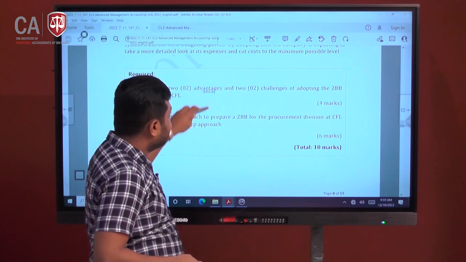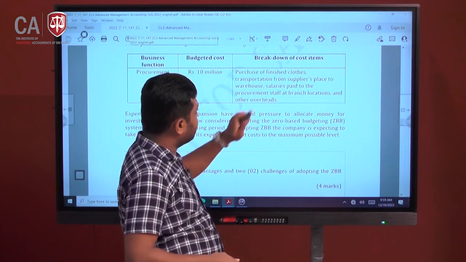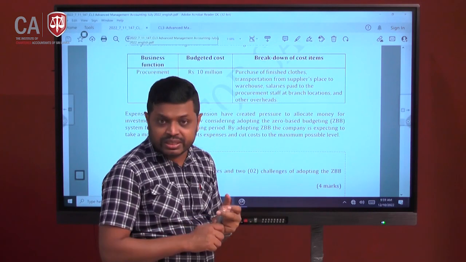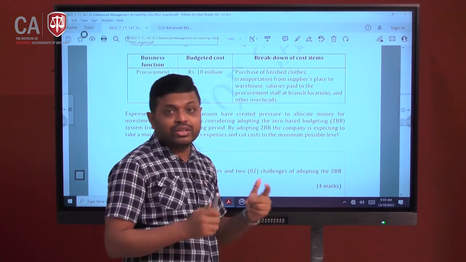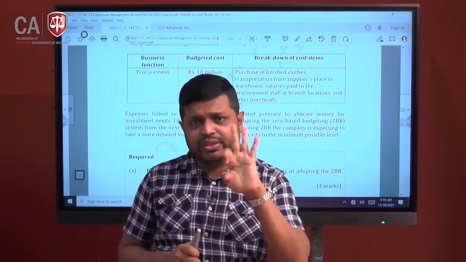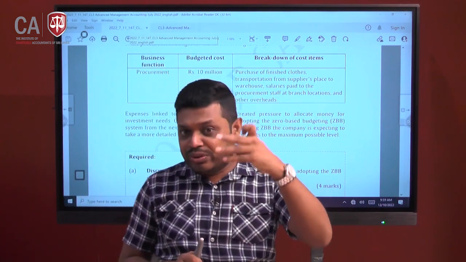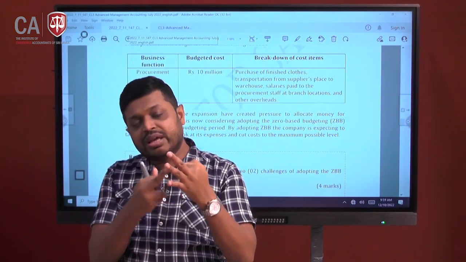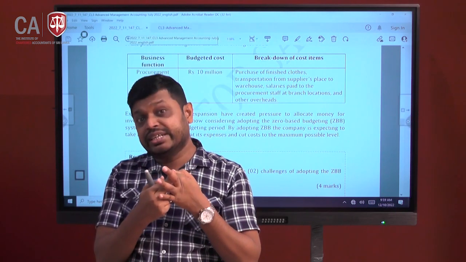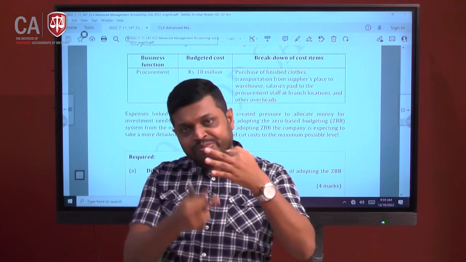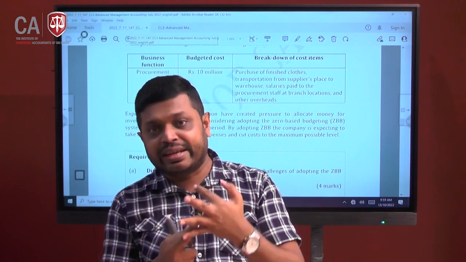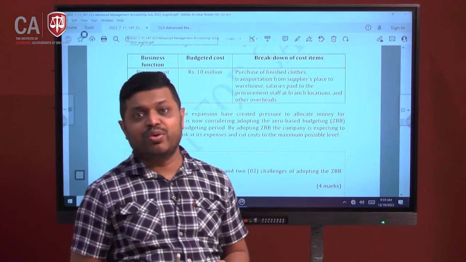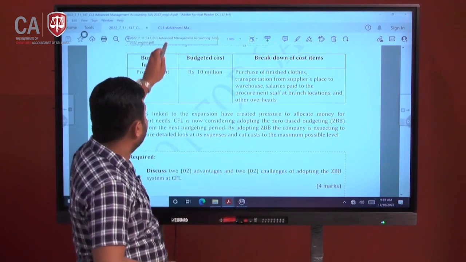Now assume that in the procurement division there are activities: purchase of finished clothes is an activity, transportation is an activity, and staff and other overhead is a third activity, right. Now you have to look at those as the decision packages. Out of those three, which activities are the most critical? You have to evaluate and rank them. Based on ranking, you have to allocate the resources. That's how zero-based budgeting will apply. Okay, we'll see.